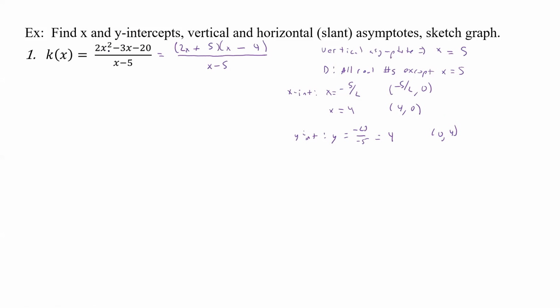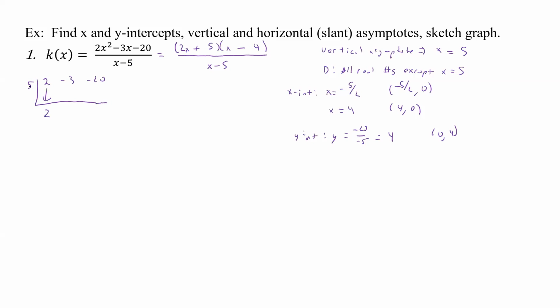Then what do we know about the degrees here? What kind of horizontal asymptote? Well, the numerator is 1 degree higher than the denominator, so that means we have to divide. Now, this one's set up nicely. Let's do synthetic division this time. That's going to be a 5, because remember, we divide by x minus k, and k in this case is 5. And so we have a 2, a minus 3, and a minus 20.